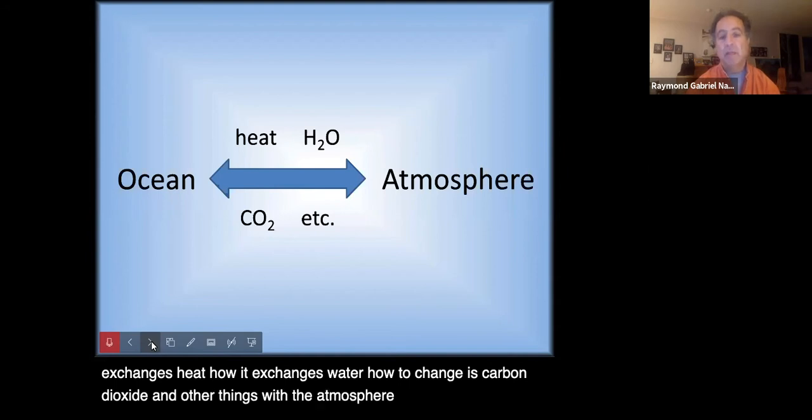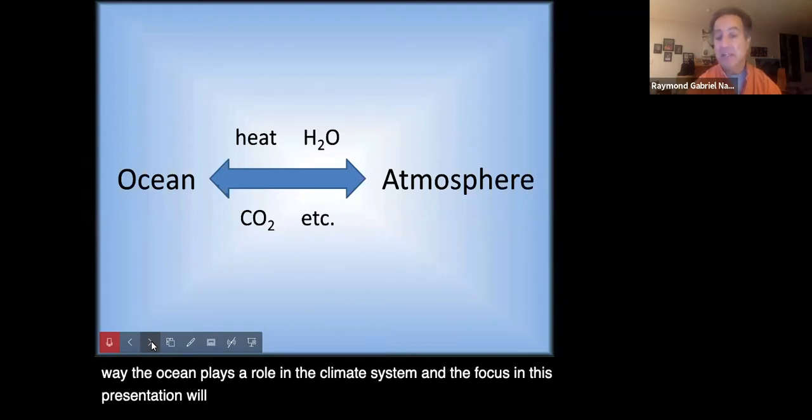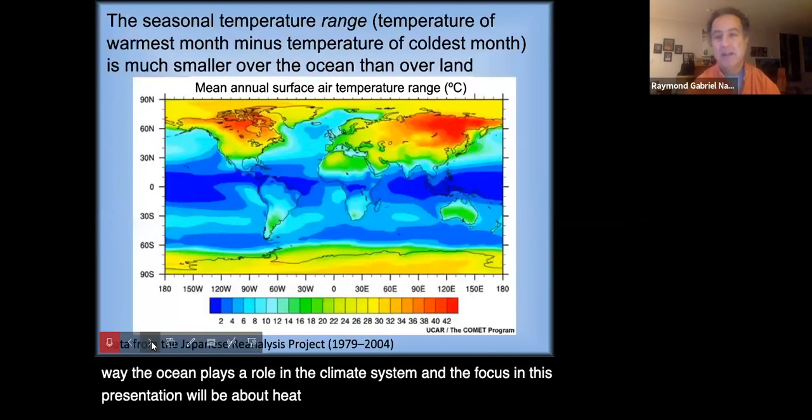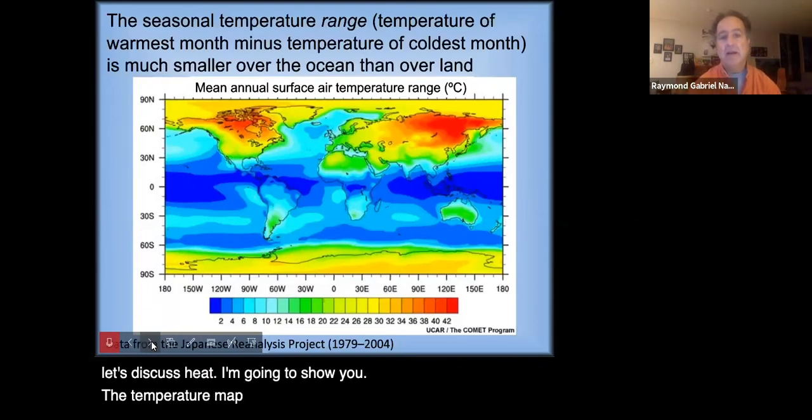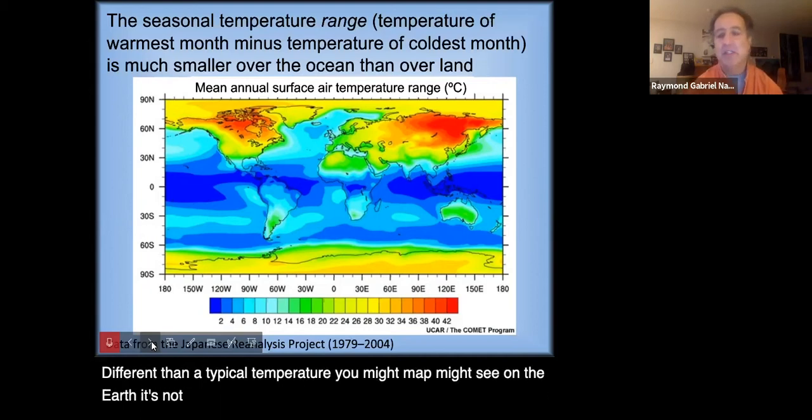So that's the main way the ocean plays a role in the climate system. And the focus in this presentation will be about heat and carbon dioxide. So let's discuss heat. I'm going to show you a temperature map here, and this is a little bit different than a typical temperature you might see on the Earth. It's not the temperature itself; it's the annual temperature range.